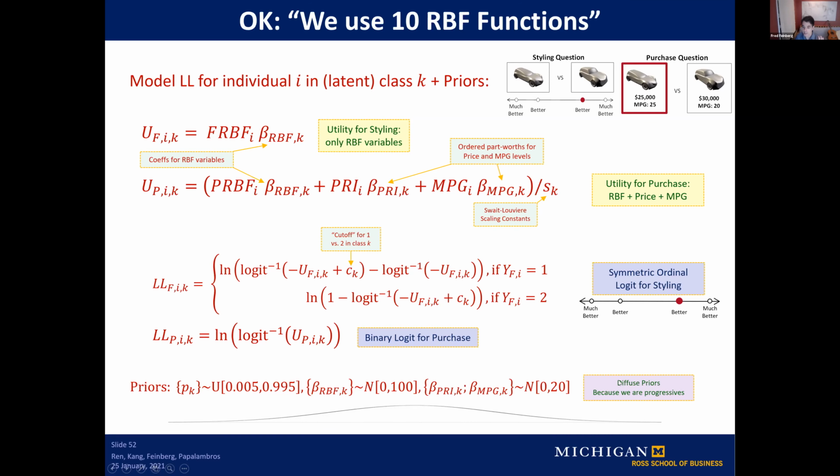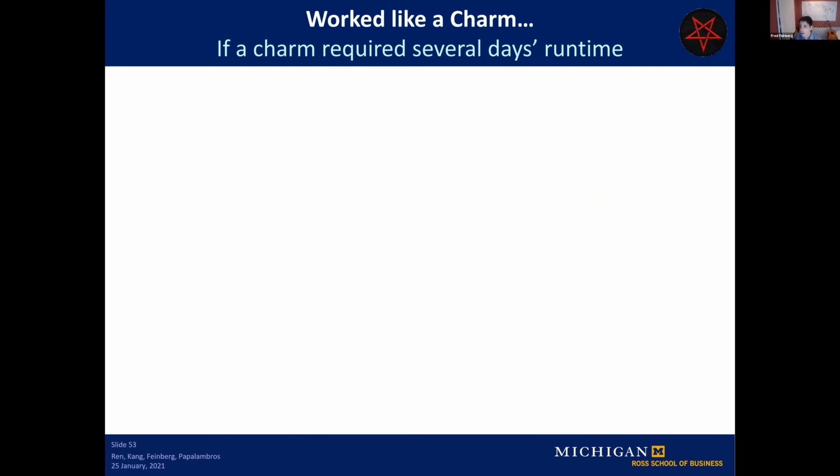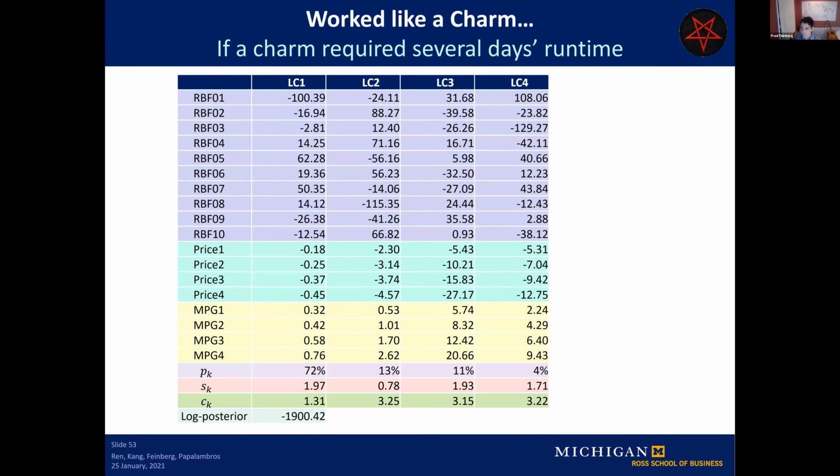I also have to specify priors. We use very diffuse priors because we're progressives. We don't like to put our preconceptions on other people. You can put whatever priors you want. The genius of Stan is priors don't need to be conjugate. So you can pick whatever you want. Put Cauchy priors on everything. You can be as nonchalant as you want with the priors. This worked like a charm, if charms required several days of runtime.